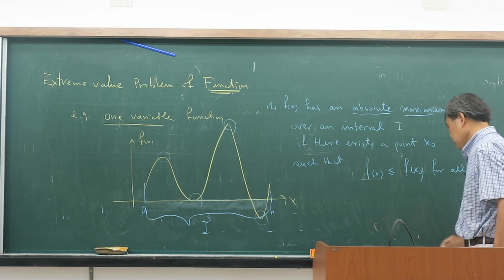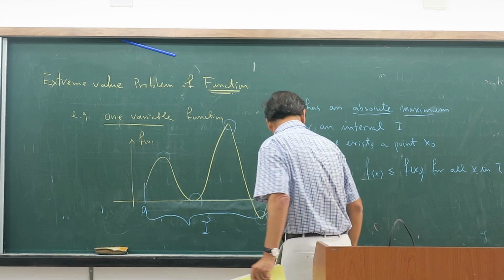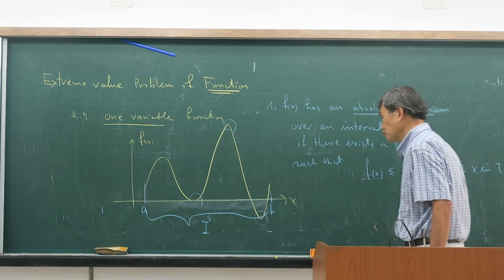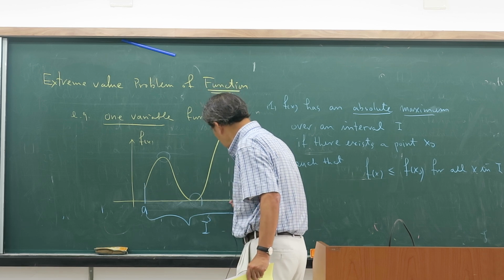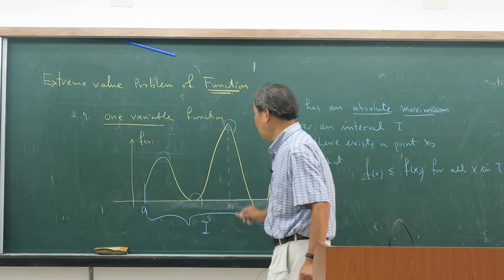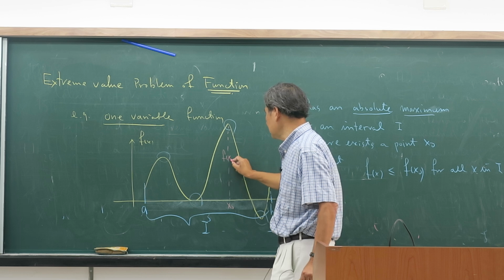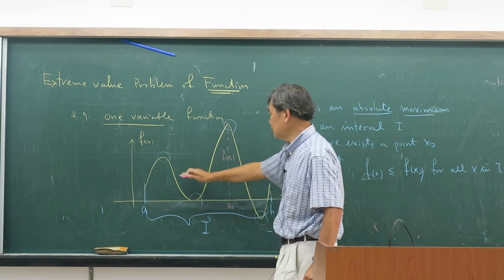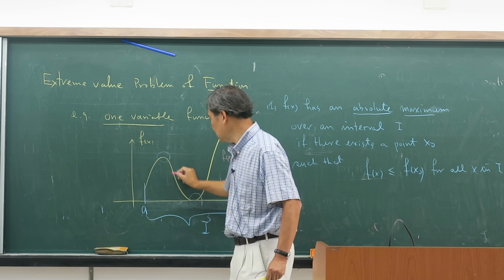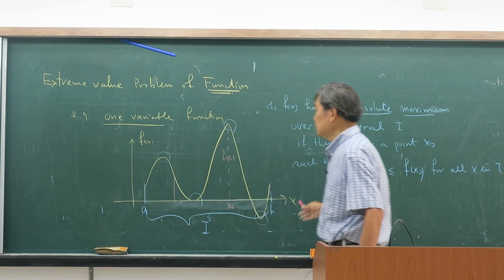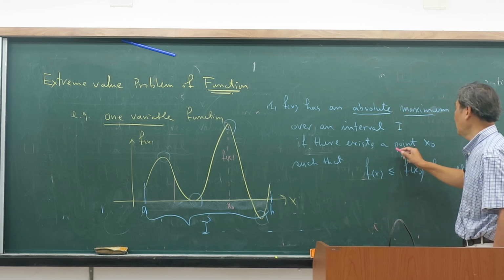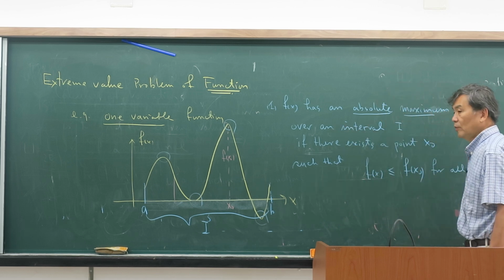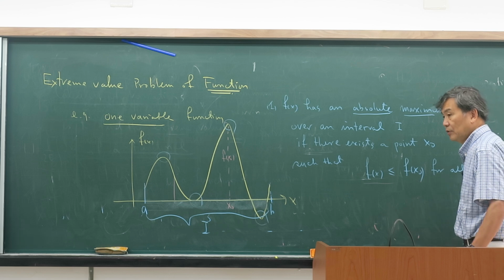Right? So like this problem here, at this point x0 I have f(x0). This value is larger than f at any other x. So this is absolute, over my whole domain.